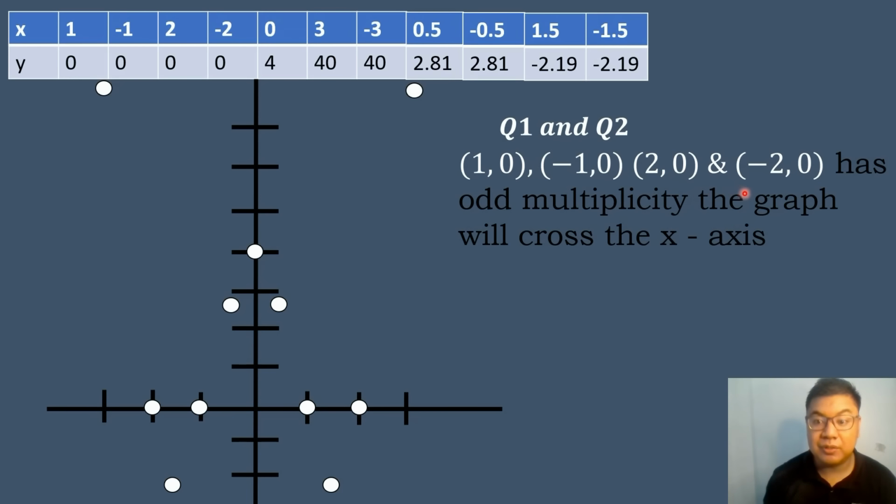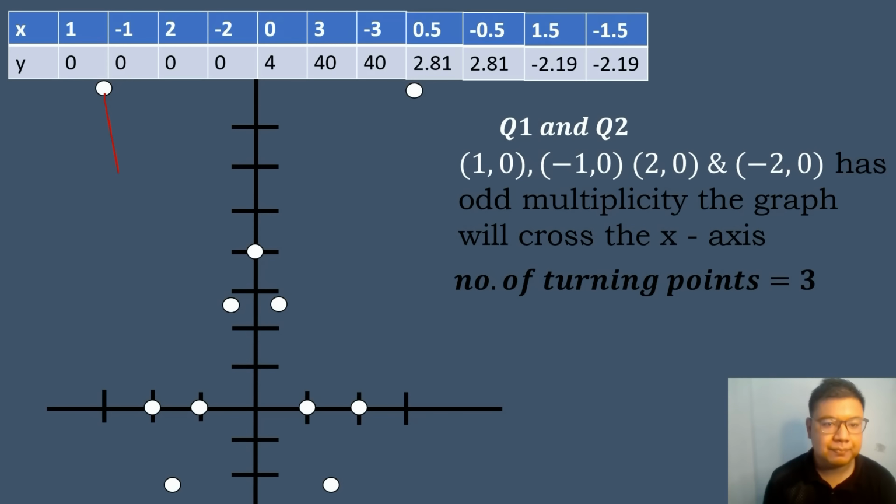And then we have (1, 0), (negative 1, 0), (2, 0), and (negative 2, 0), which have odd multiplicity. So the graph will cross the x-axis. And then we have the number of turning points, which is equal to 3. And then after that, we will now sketch the graph of the polynomial function.